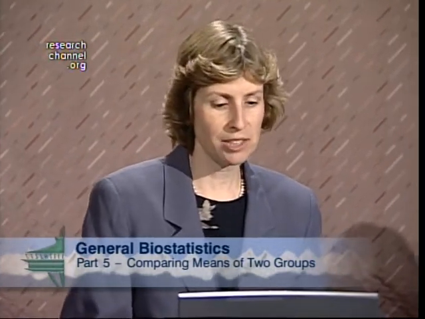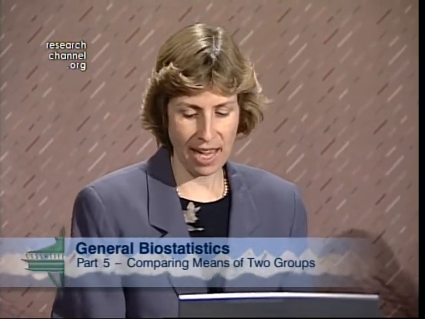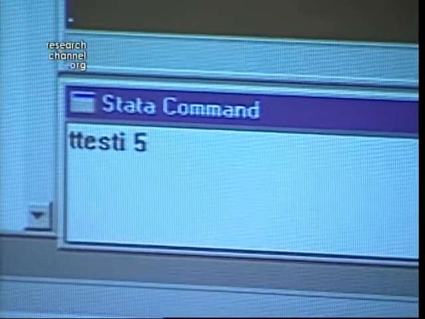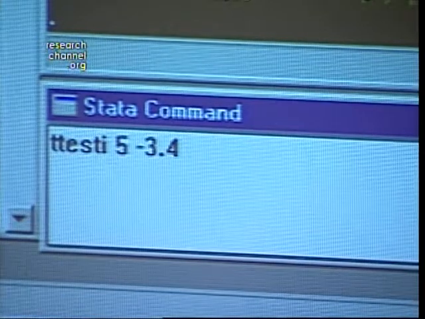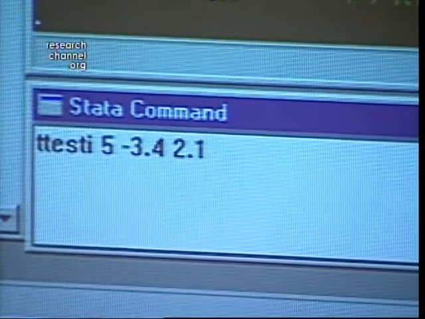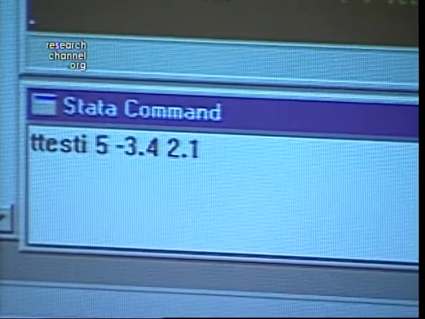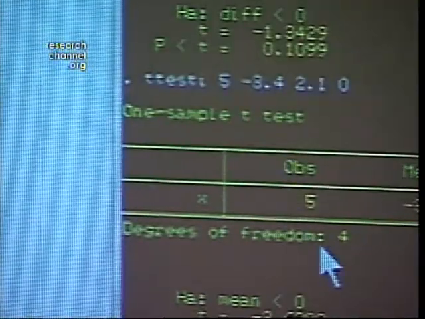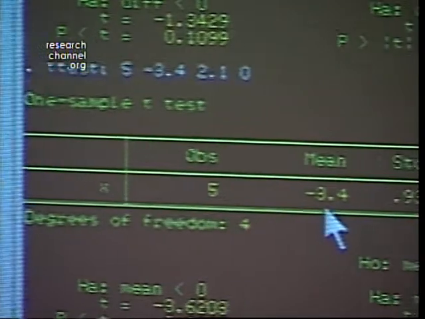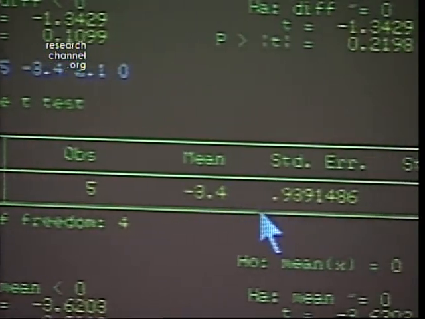So if it was a paired design, we would actually only have a single sample of 5 differences. So remember, we had our sample size of 5. The difference was negative 3.4. The standard deviation was 2.1. And suppose we set up a null hypothesis that the difference was equal to 0. This t-test of paired differences, as I said, reduces to a 1-sample t-test of the difference. 5 observations. Mean difference was negative 3.4.